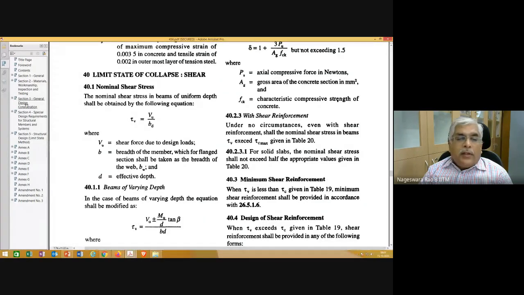Please note that yesterday we noted these two equations for beams of uniform depth and beams having varying depth. Nominal shear stress. That is what we'll be using for design purposes. I told you yesterday to go back to your mechanics of materials and revise the shear stress distribution and also the bending stress distribution.